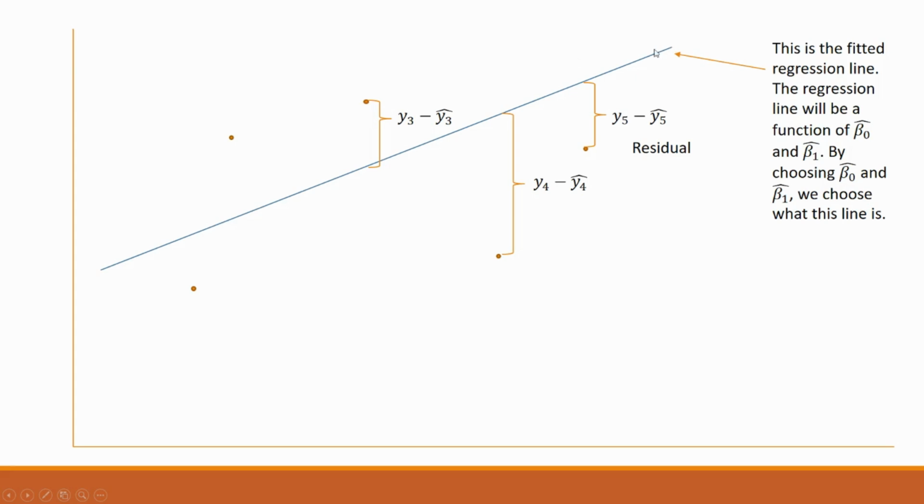Okay, so this is the fitted regression line, and the regression line will be a function of beta 0 hat and beta 1 hat. By choosing beta 0 hat and beta 1 hat, we choose what this line is. So I've drawn this line here, but we could have different lines. The line is determined by what the beta 0 hat and the beta 1 hat are. All right, so we will choose the value of beta 1 hat and beta 0 hat such that this line is the best fitting line, the line that fits the data the best, and that would be the one that has the smallest total amount of residuals.